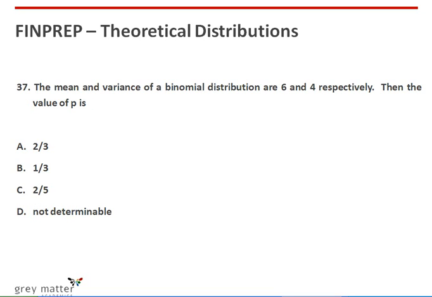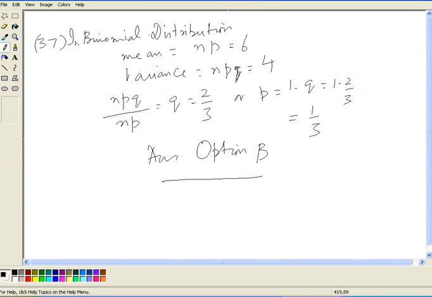37th problem: the mean and variance of a binomial distribution are 6 and 4 respectively. We need to find the value of p. Going to our work area, for a binomial distribution, mean is equal to np, which is equal to 6. Variance is equal to npq, equal to 4. So we can compute q as npq by np, which gives q equal to 2 by 3.